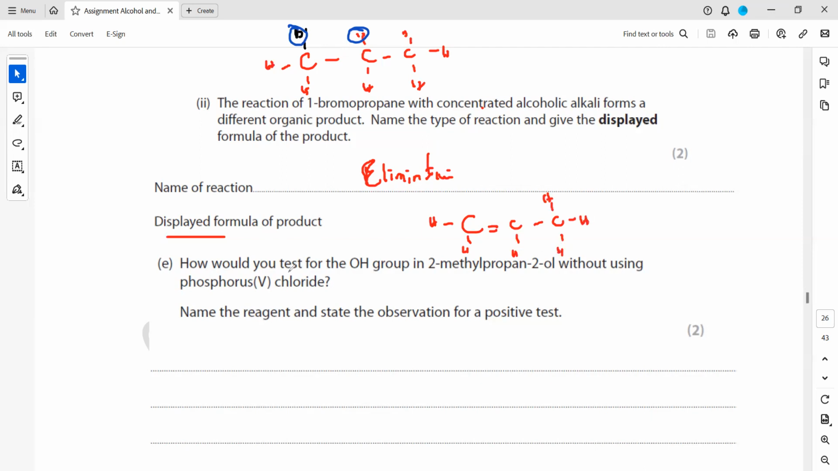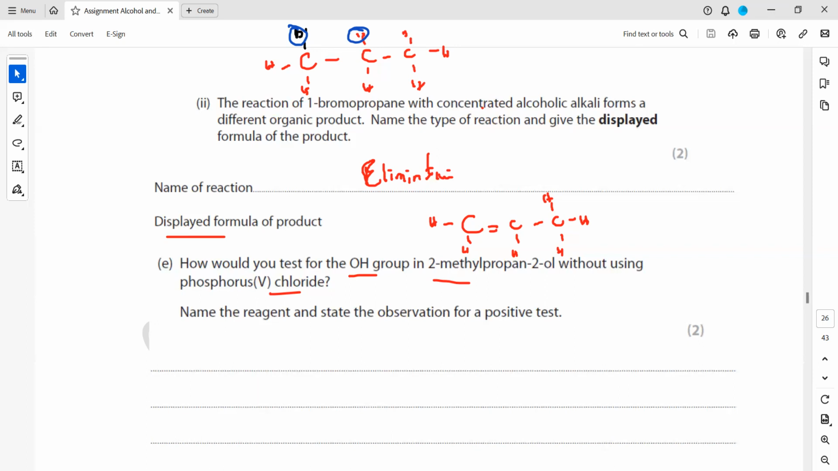How would you test for OH in 2-methylpropan-2-ol without using phosphorus pentachloride? Name the reagent and state the observation. As I mentioned, PCl5 is a test for the presence of OH in both alcohols and carboxylic acids. Other than PCl5, how can we test for the OH group? We can add sodium metal. If we add sodium metal, it will give fizzing, effervescence. And if we evaporate the liquid, it will leave behind a white solid.